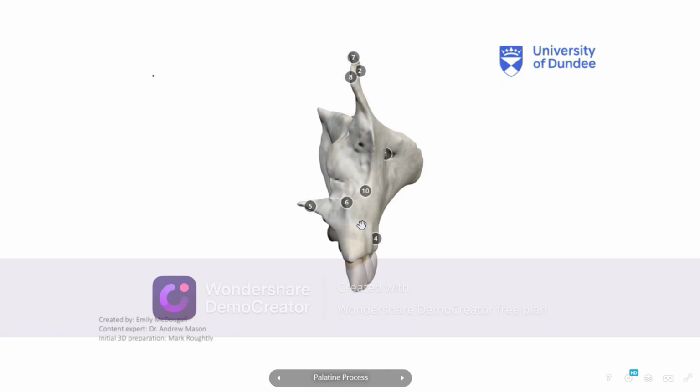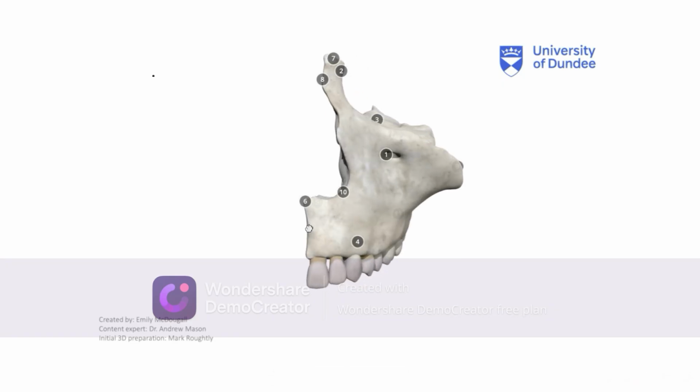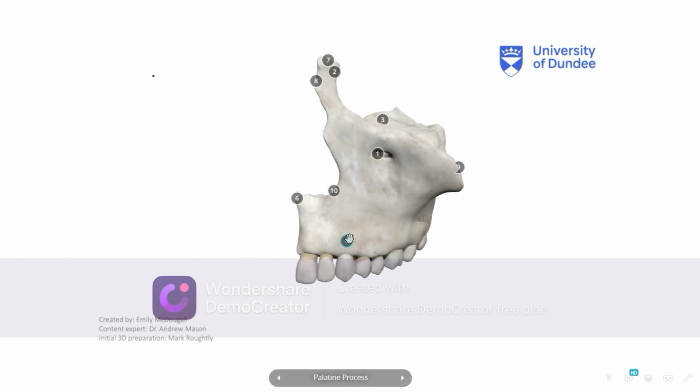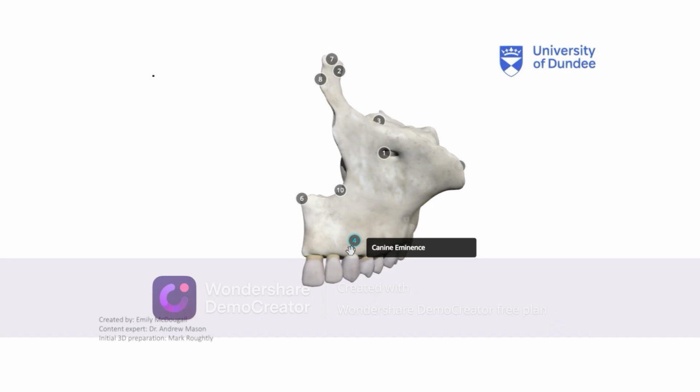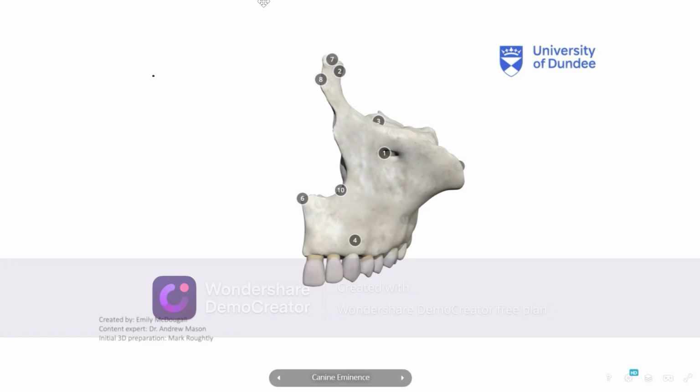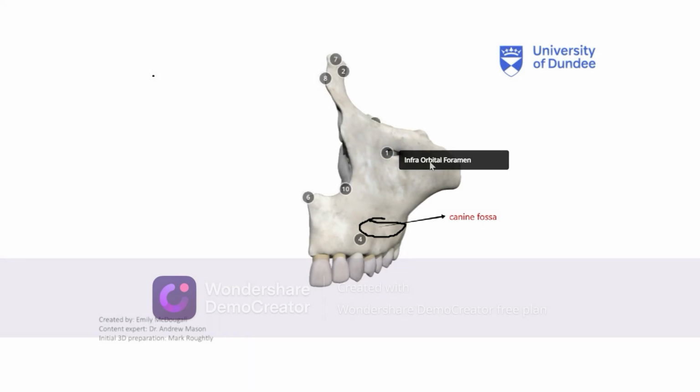Now we have the canine fossa. Canine fossa is located laterally to the canine eminence. This is the canine eminence. Now the canine fossa is located over here, a depression in the bone. This is the canine fossa. Then we have the infraorbital foramen. This is the infraorbital foramen.